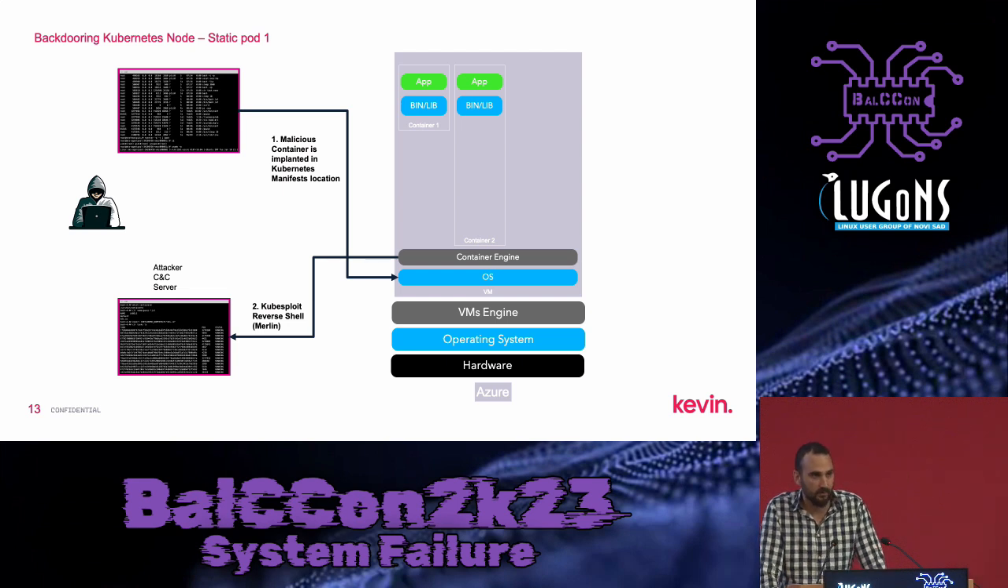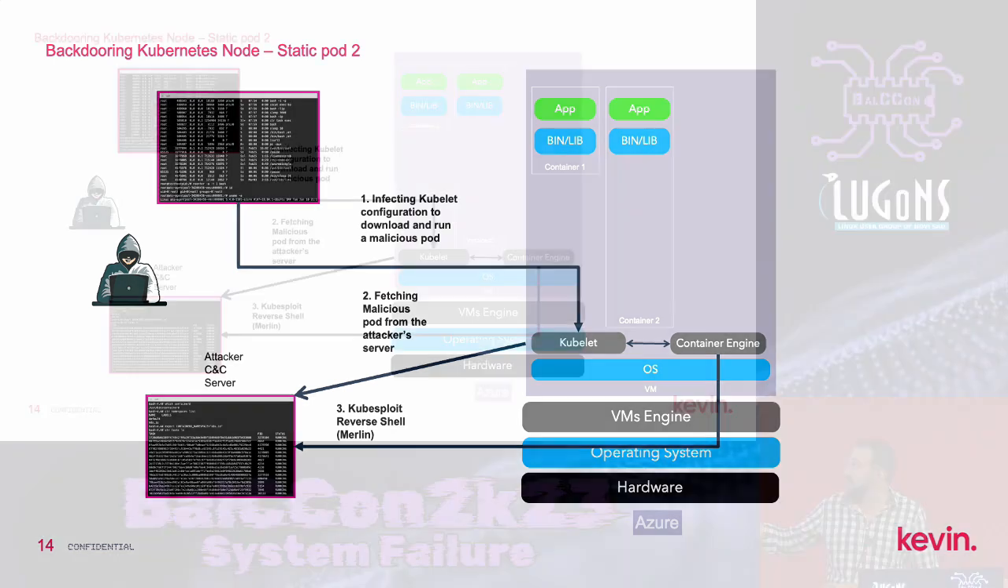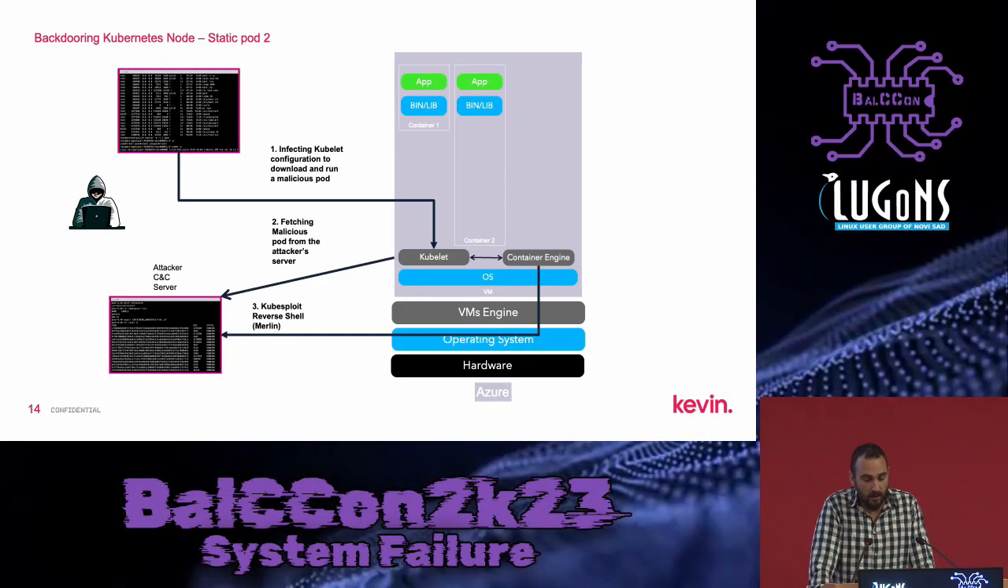For those who haven't played with it, just give it a try. It's really good. It's based on Merlin C2, command and control, and it has some really good post-exploitation modules for escaping compromised Docker environments. Let's see the other way of backdooring Kubernetes nodes using static pods. There is a really nice functionality that we can exploit, where we can infect the kubelet configuration by just adding a parameter that points to a remote location of manifest files. And what the kubelet is going to do, as we can see here, is request a pod to be fetched from the attacker-controlled location.